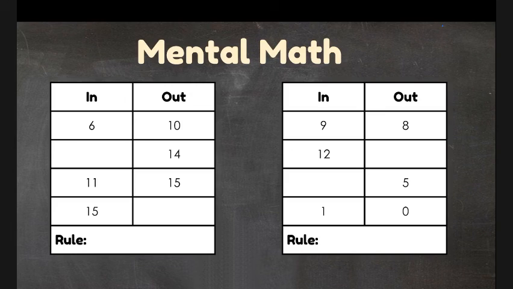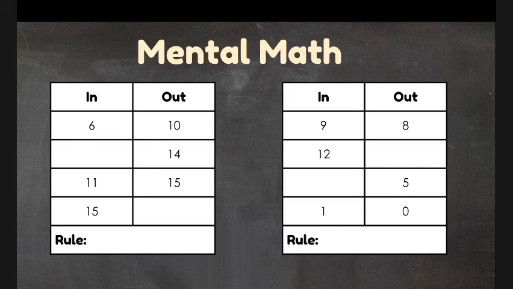For mental math today, we are going to practice in-out boxes. On the screen, I have two of them, and I'm going to explain the first one, and then I want you to try the second one with me. An in-out box is kind of like a special math machine where you put a number in, something happens to it, and then another number comes out.